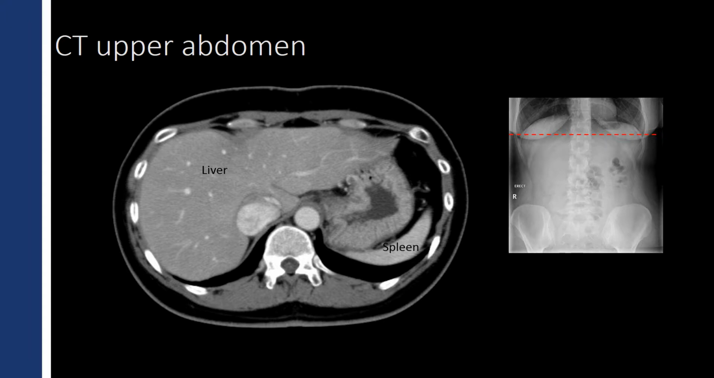Between the liver and the spleen is the stomach. The stomach now doesn't have that white stuff in it because we've not given contrast, iodinated contrast or barium. What we've done is we've had the patient drink some water, and so that's water in the stomach, and that's a perfectly good contrast material on CT scan.